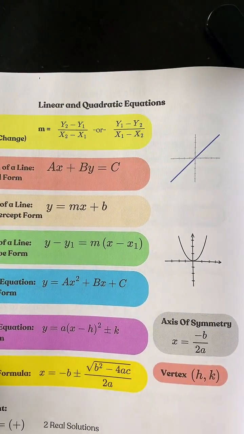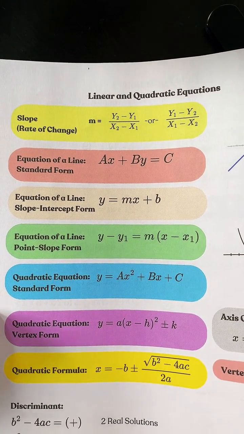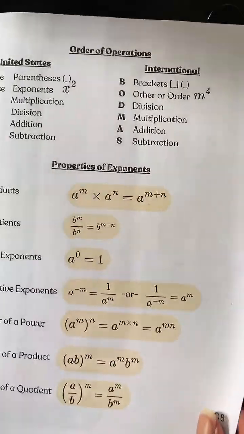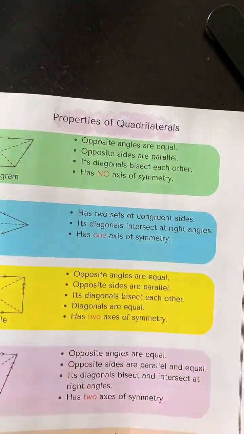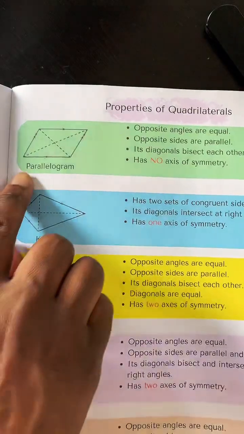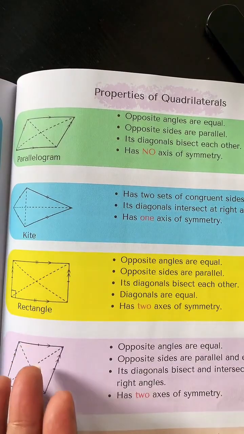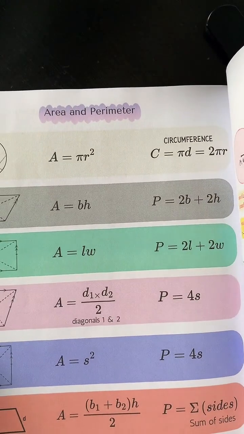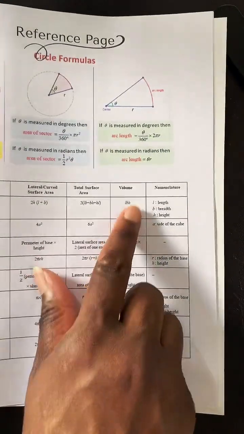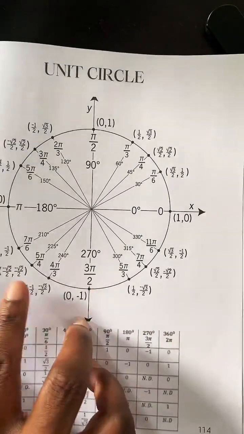Then on the other side, we've got linear and quadratics, all those rules. Remember slope, rate of change, equation of a line, point-slope form. Instead of you trying to cram it all in your brain, you've got it in the back of the book. Then you've got the properties of quadrilaterals, because sometimes they give us designs and you have to be able to translate it from the design to the equations. Properties of transformations, as well as area and perimeter. Volume and surface area.